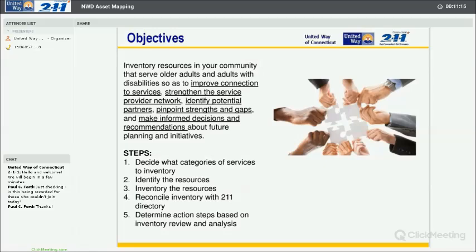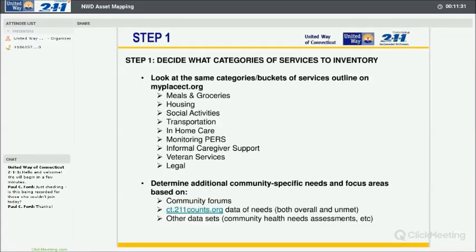The fourth step is how to reconcile the inventory that you create with the 211 directory, with our database here that we maintain. And then the fifth step is to determine action steps based on that inventory review and analysis. We'll go through each of the steps. The first step is to decide what categories of services to inventory. We can look at the same categories or buckets of services that are outlined on myplacebt.org, and that's where most of us in our initial conversations with each other decided to start.